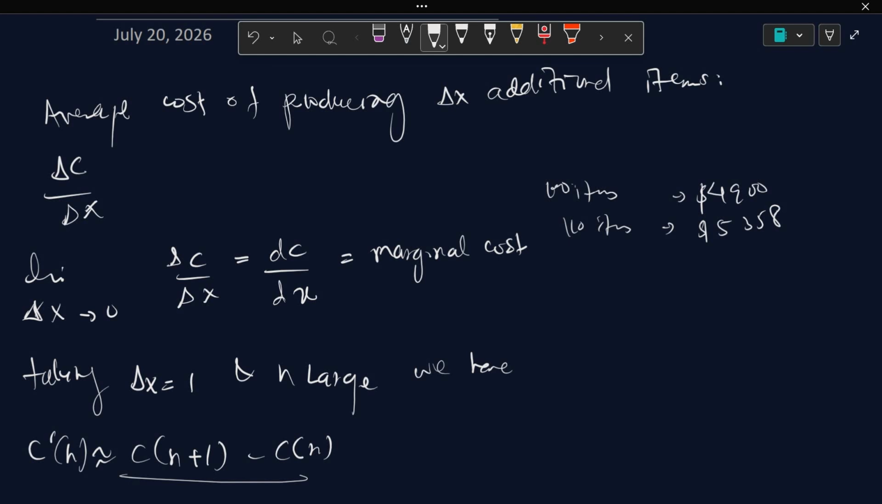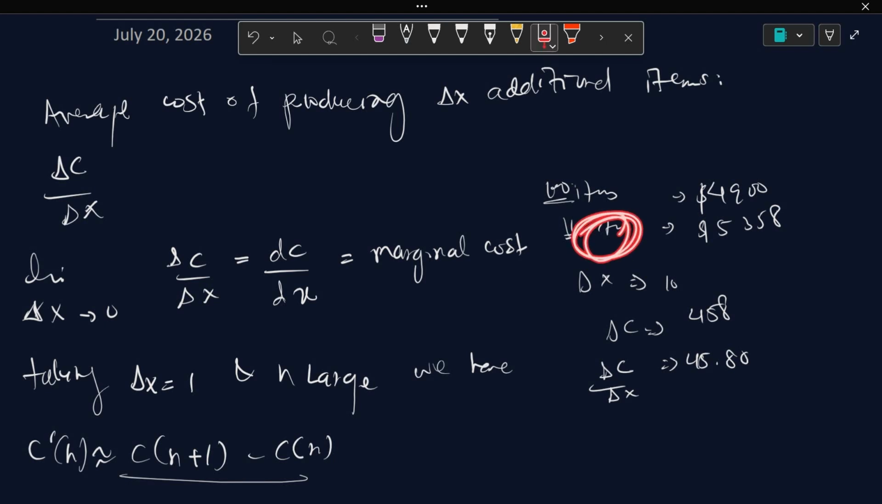So then what is your delta X? Your delta X is the change in the items, which is 10. And what about your delta C? You subtract these two numbers, so you get 458. Now if you do delta C over delta X, that is going to be 45.80, which is your average cost. So those 10 additional items cost an average of approximately this much to produce.